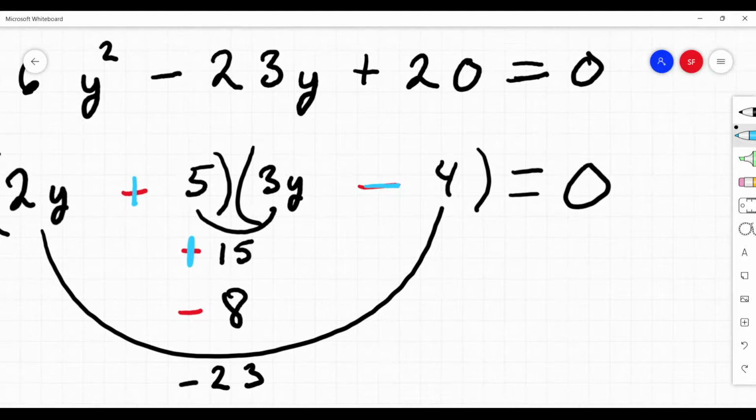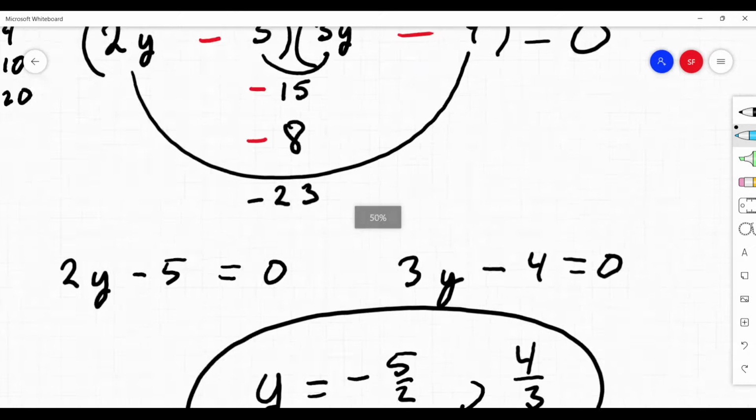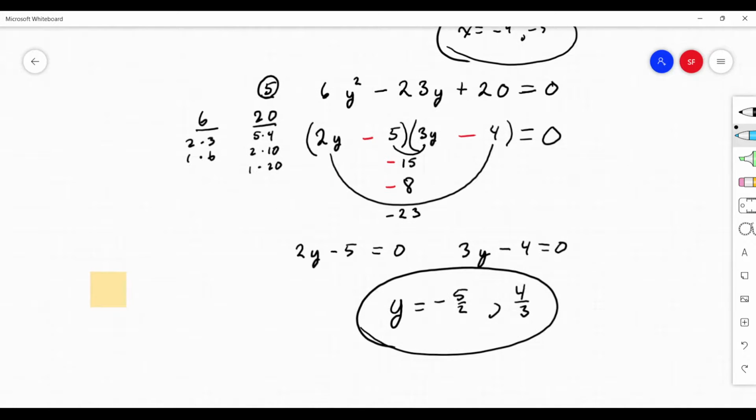The answer for the actual problem is positive 5 halves, not negative. Sorry. It's what I get for rushing at the very end, trying to get us out the door more or less. That's what happens when you're rushing.